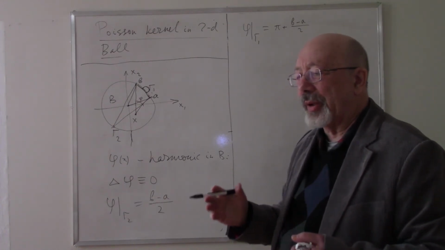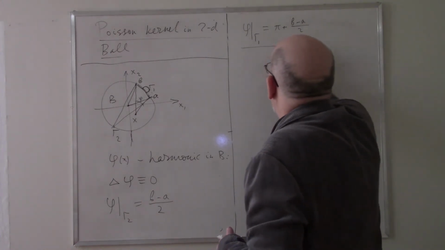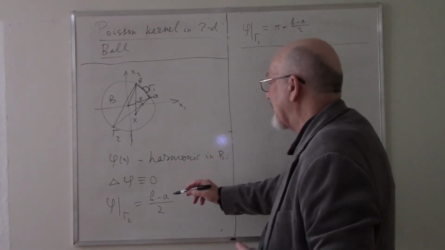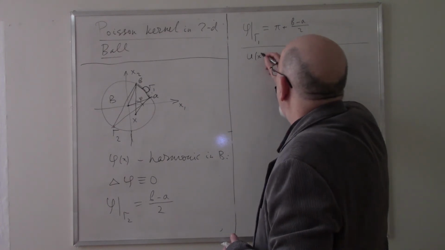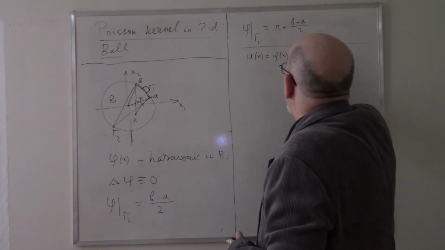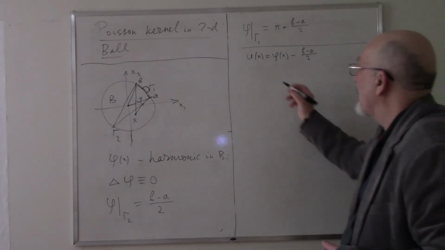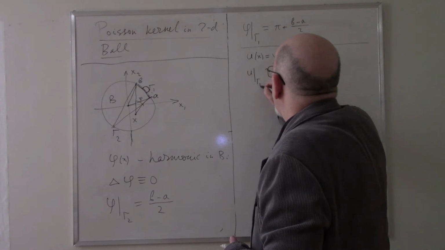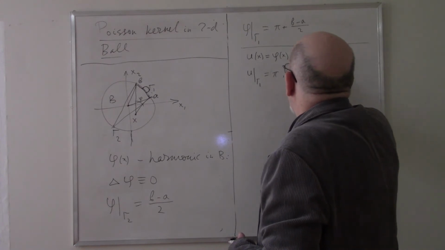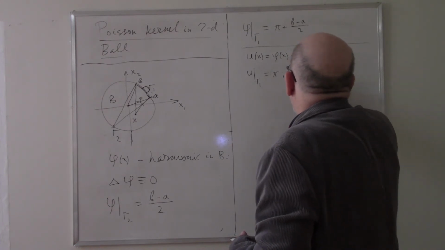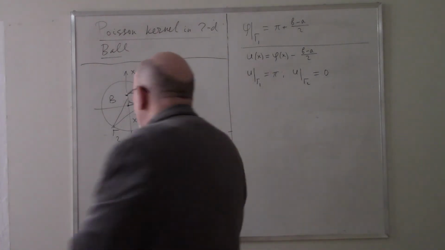Now, using some simple manipulations, we can restore the Poisson kernel. How to do it? First of all, let us subtract this B minus A over 2. So u of x equals phi of x minus B minus A over 2. And so u on gamma 1 equals pi, u on gamma 2 equals 0. It is the first step.